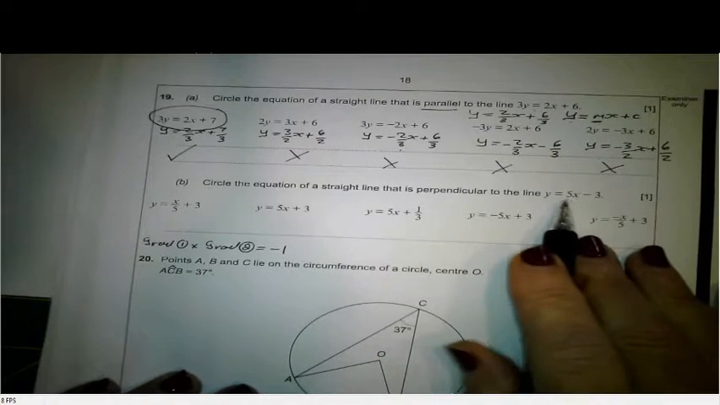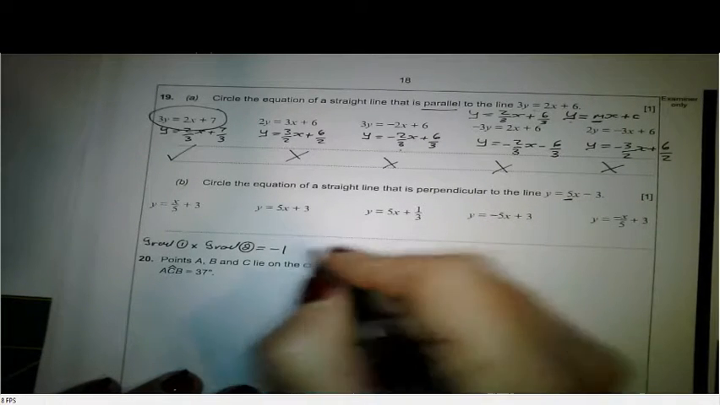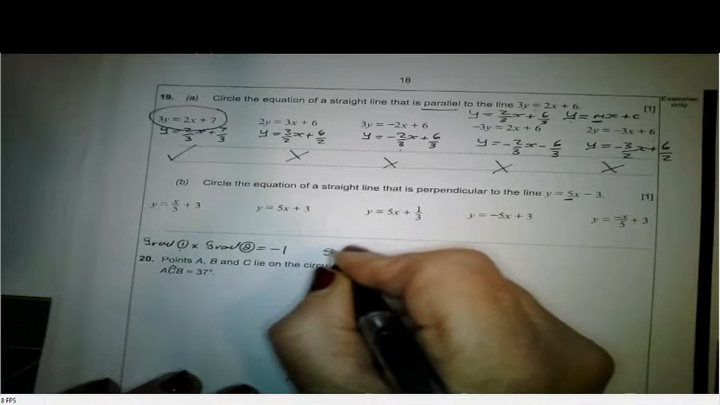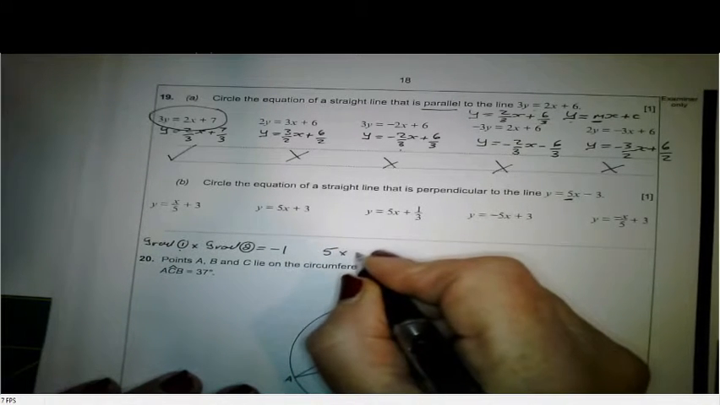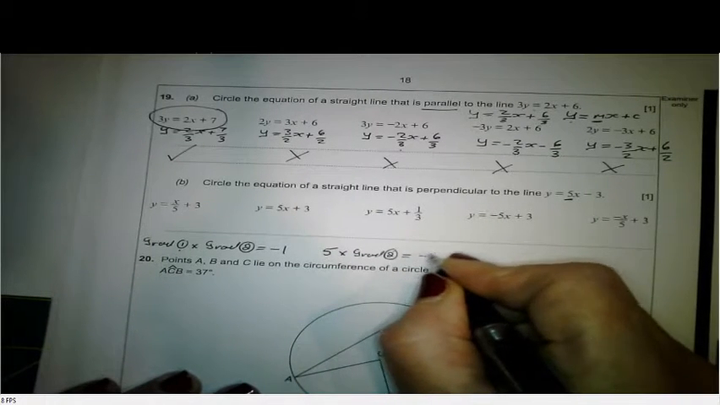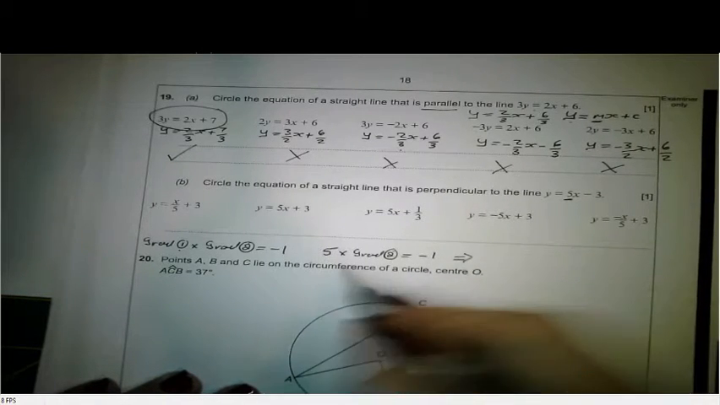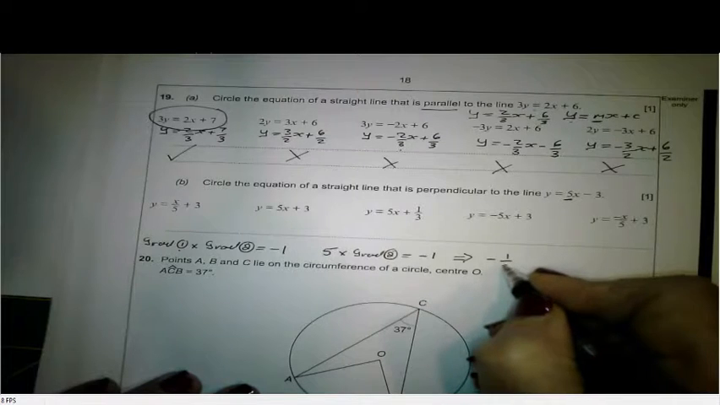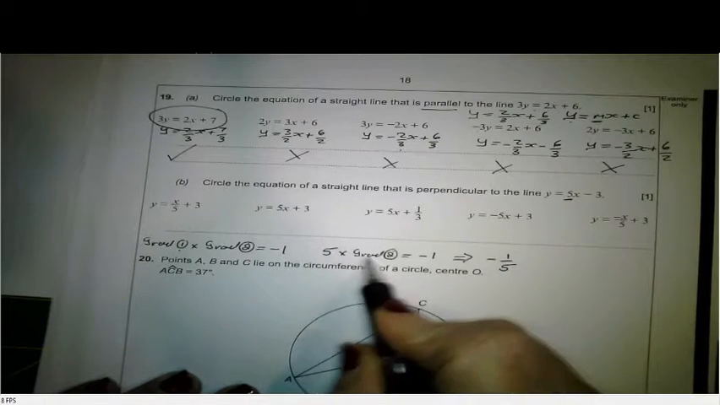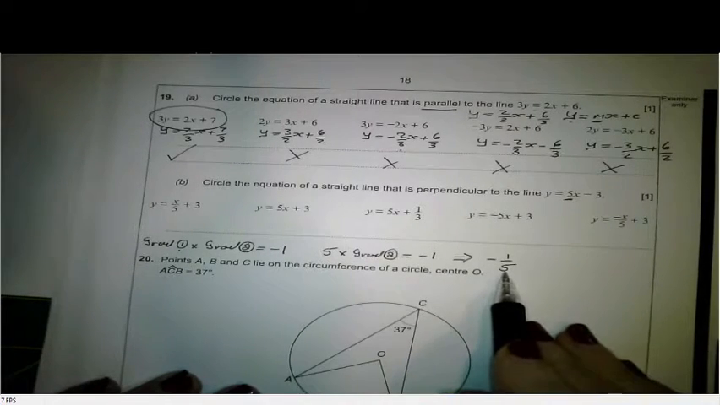So we can see here that the gradient of this line is 5. So the gradient of line 1 is 5 times the gradient of line 2. Gradient of 2 will give us minus 1. So the gradient of line 2 thus has to be minus 1 divided by 5. All I've done there is divided both sides by 5. Let's have a look in each of these equations to find out which one has the gradient of minus 1 over 5.